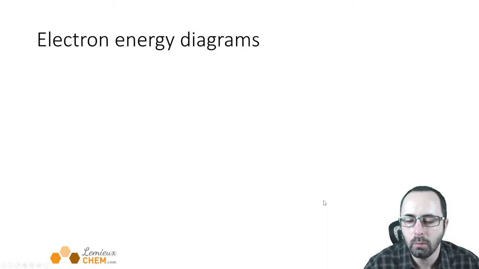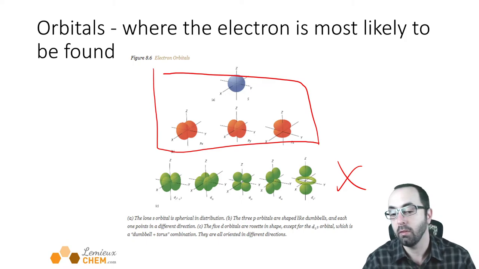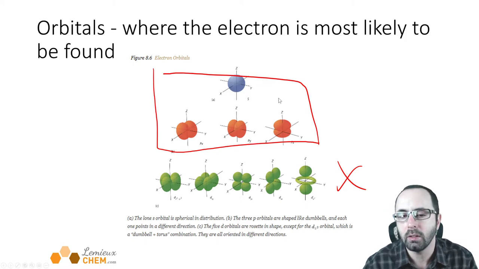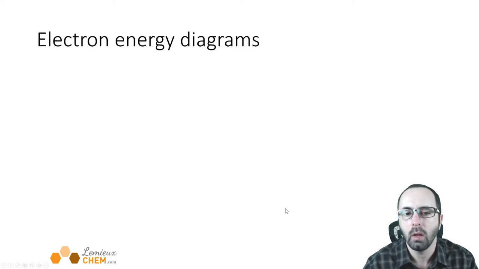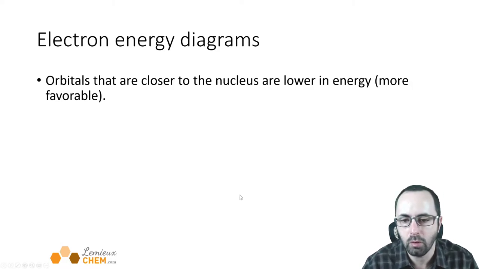So we said that higher energy levels mean further away from the nucleus, higher in potential energy. There are also energies associated with which type of orbital the electrons go into. So in order to describe the relative energies of these orbitals, we're going to use electron energy diagrams. Orbitals that are closer to the nucleus will be lower in energy, and electrons will go there first. Those are the more favorable ones.